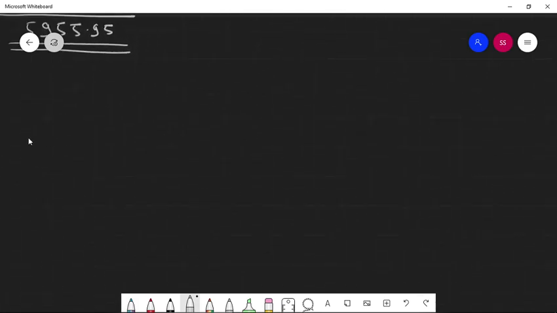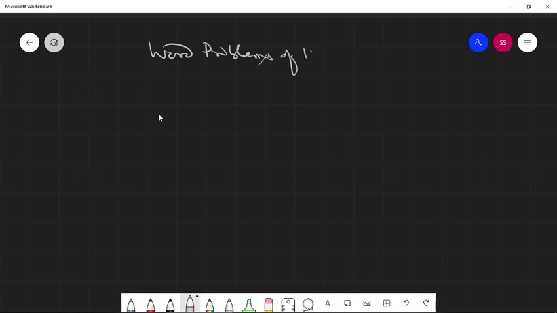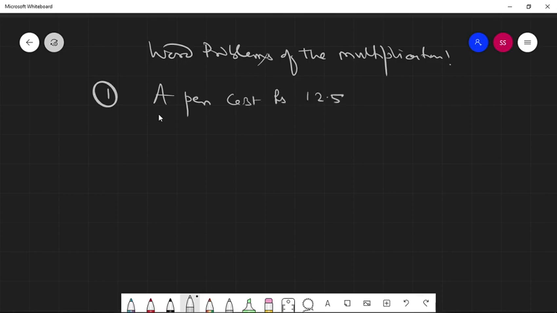Word problems on multiplication are interesting. We have to solve word problems of multiplication. About the word problems of multiplication, dear students, suppose a question is: a pen costs Rs 12 rupees 50 paisa. Find the cost of 8 such pens. Interesting. Before starting this question, dear students, I will make the concept clear.